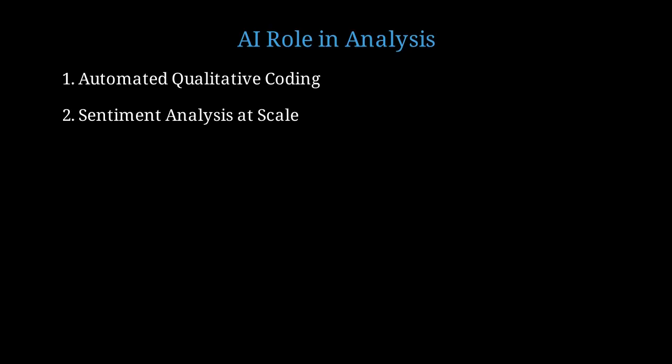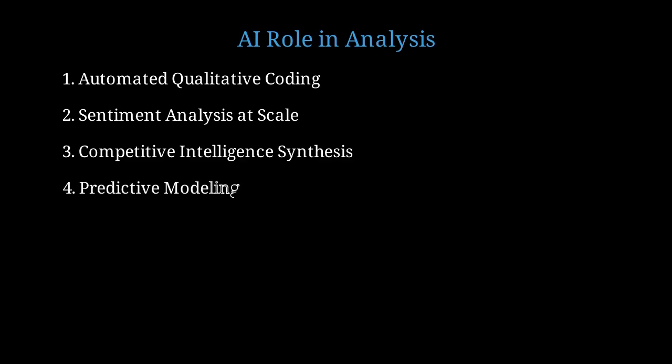Second, sentiment analysis. AI can detect subtle sentiment patterns in user feedback that indicate true excitement versus polite interest. Excitement predicts conversion. Politeness does not. Third, competitive intelligence synthesis. AI can continuously monitor competitor launches, feature updates, and market positioning, then synthesize this into strategic insights for your next hypothesis. Fourth, predictive modeling. After 4 to 8 weeks of tests, AI can build predictive models of what hypotheses are likely to succeed based on patterns in your data.